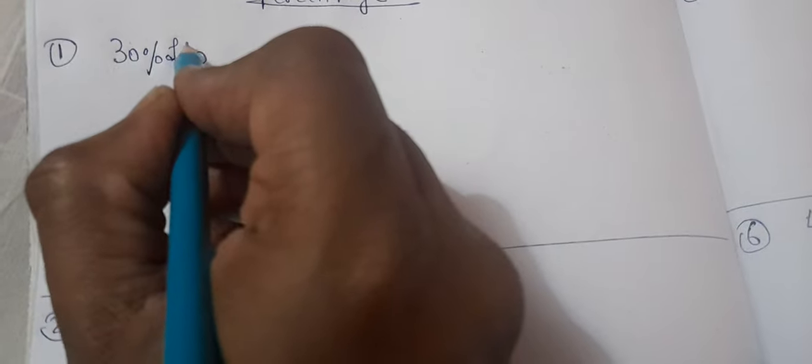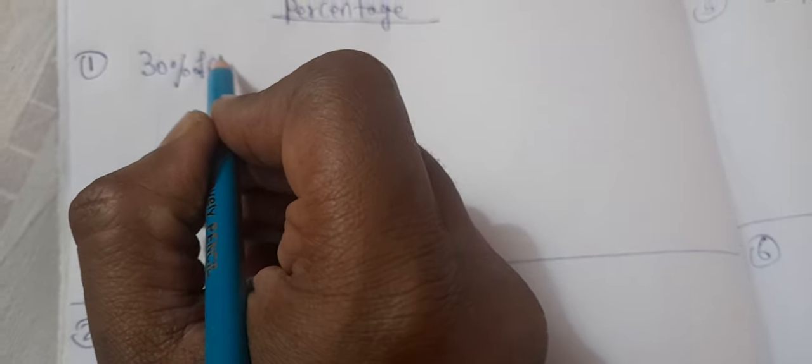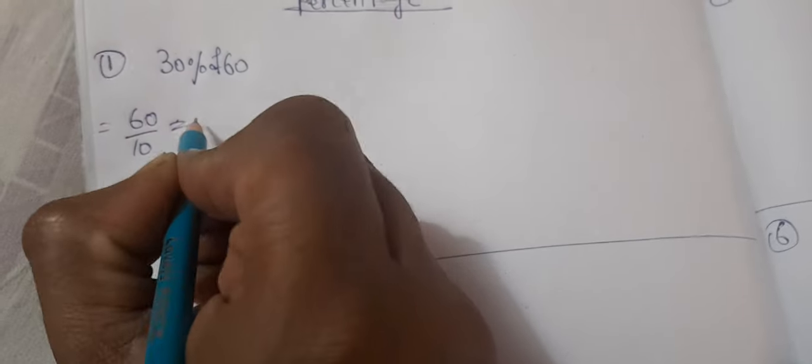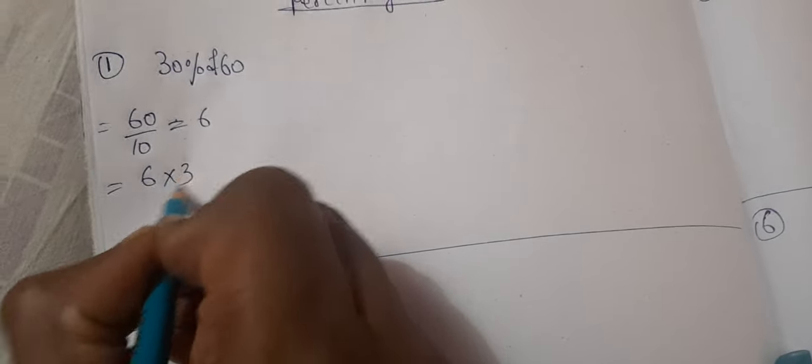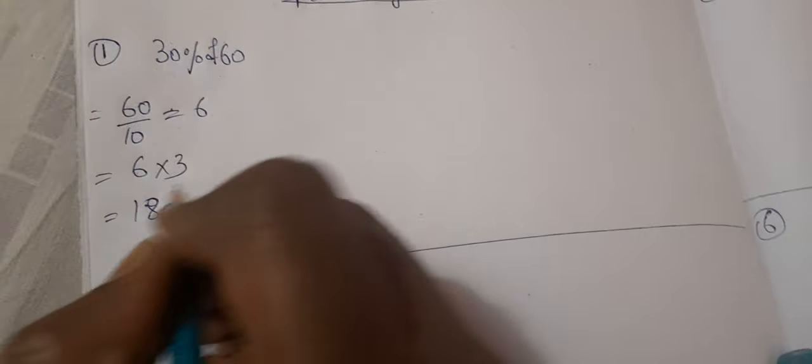How do we calculate it? Whenever we calculate a percentage, first we need to calculate 10% of the whole number. So 10% of 60 means 60 by 10, that will be equal to 6. So 30% of 60 means 6 into 3, that will be 18.